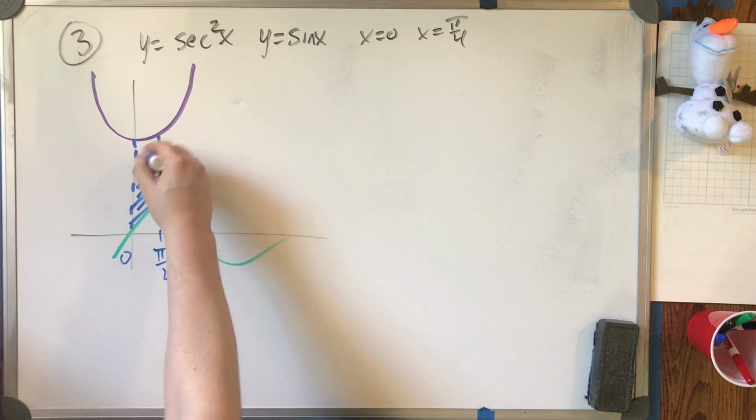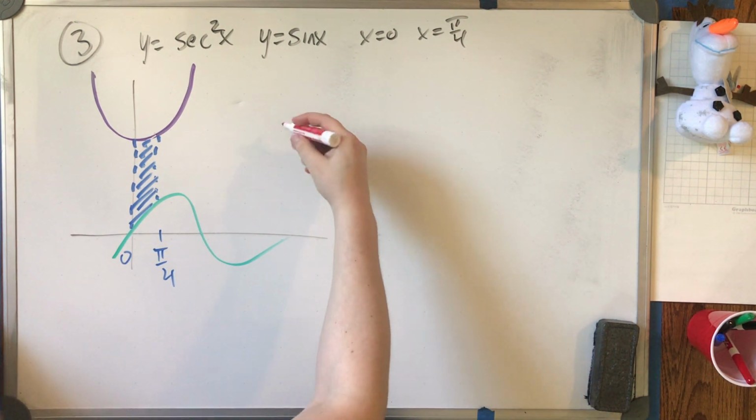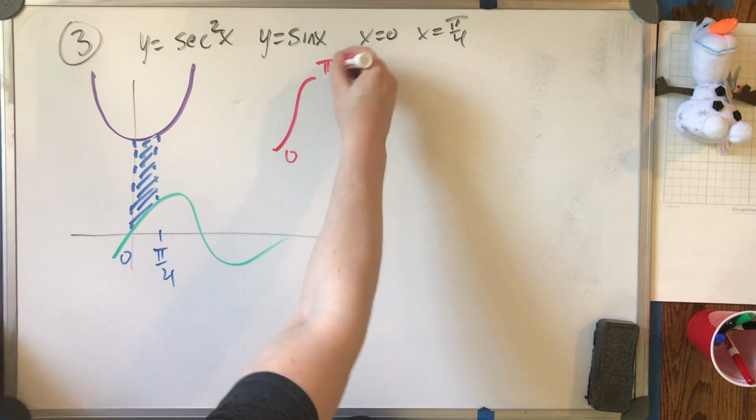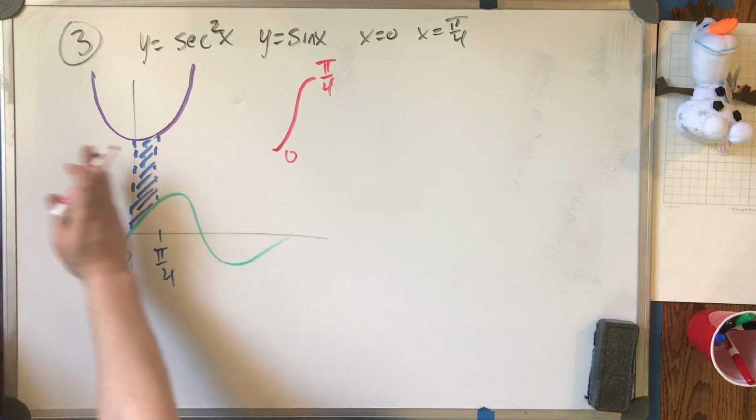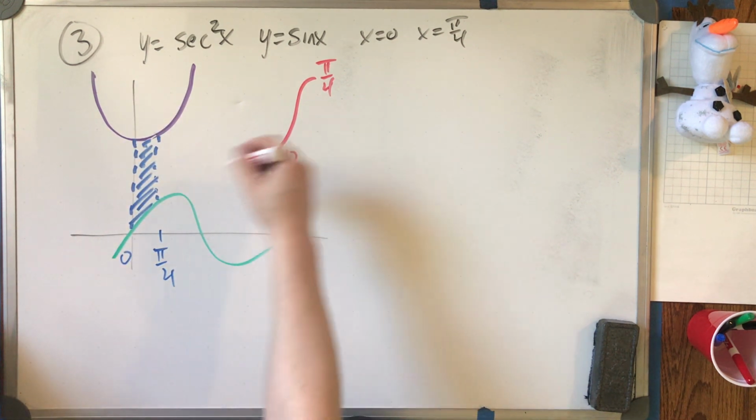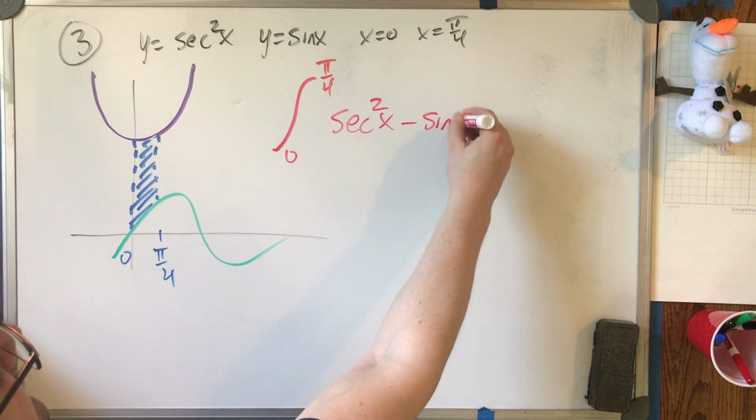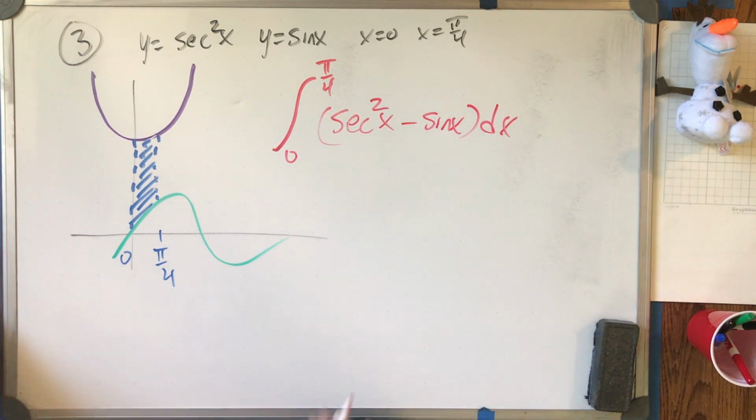And this is the region I'm trying to find the area of. So I'm just going to take the integral from 0 to pi over 4, so that's my region that I'm trying to find the area of, and then I do the top function minus the bottom function. So that's secant squared x minus sine x dx. If we have a calculator, you could just type this in your calculator in radian mode.